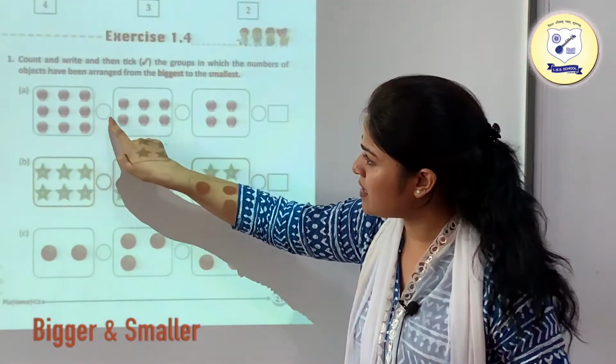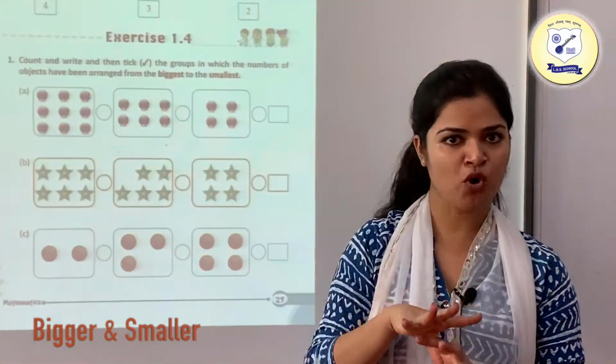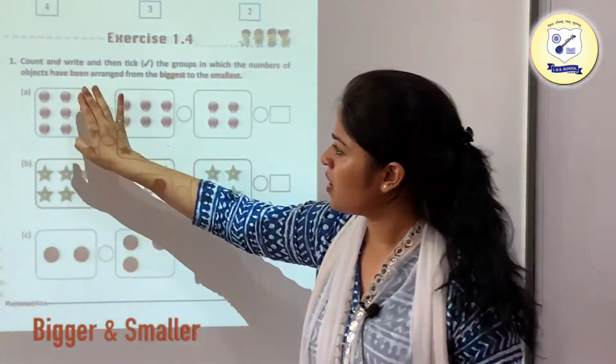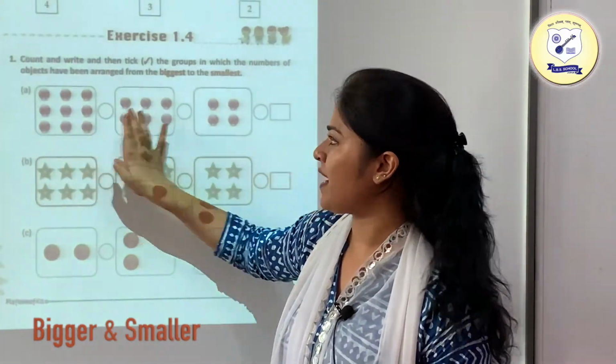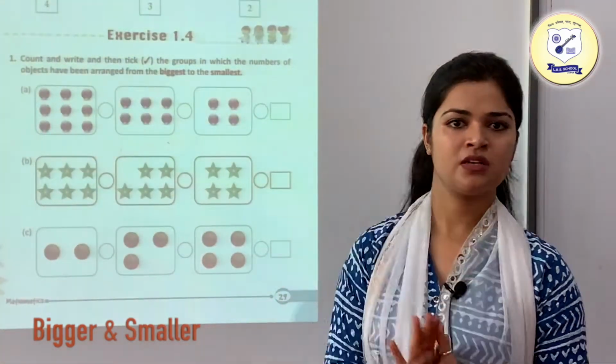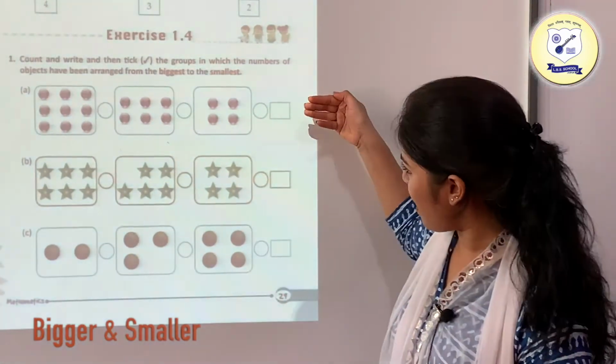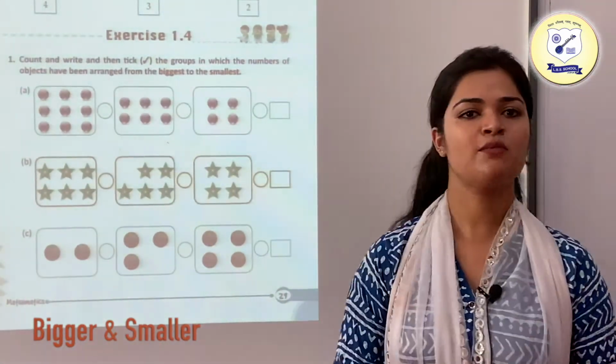You can see that there are a few circles in front of each box. So we will count these objects, and we will write the number of the objects in these circles. Okay, after that we have been provided with a few rectangular boxes also.